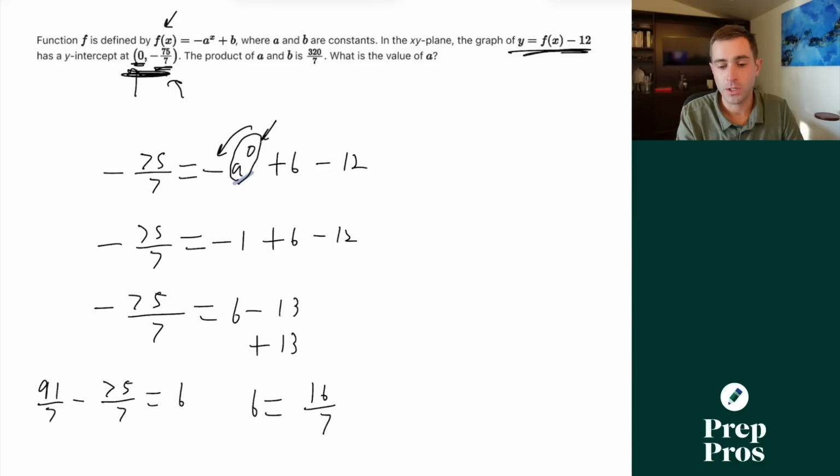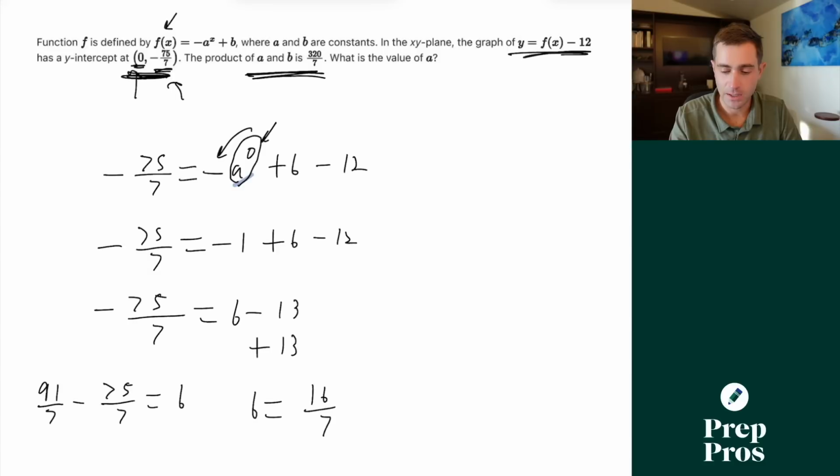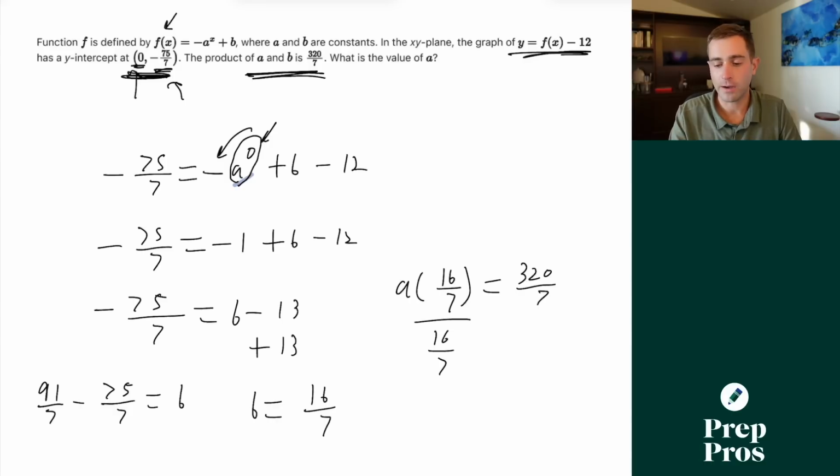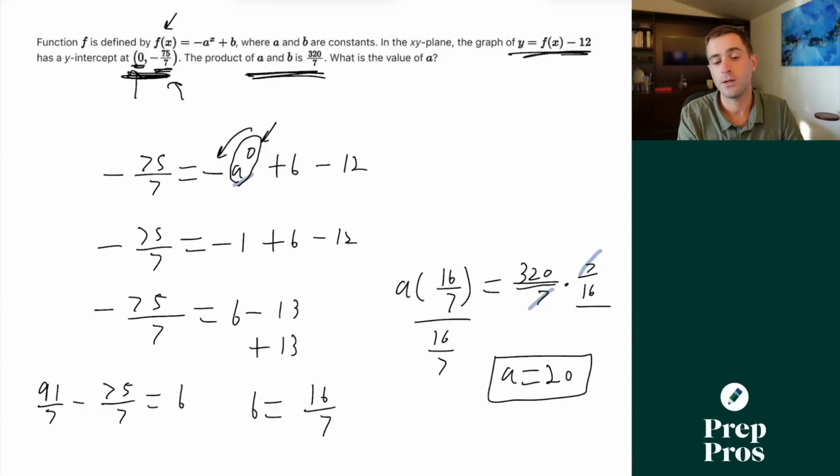Now from here, we're mostly home free. The product of a and b is 320 over 7. Well, now we just need to set this up. What we know is a times 16 over 7 is equal to 320 over 7. So now we can just divide both sides by 16 over 7. You can use your calculator here, or we can multiply by the reciprocal, which is the same as 7 over 16. Our 7s are going to cancel out. 320 divided by 16 is going to give us our correct answer of a is equal to 20. Main point here, look to plug in the values if you get one of these on test day.